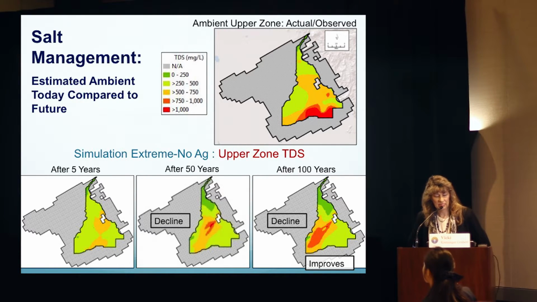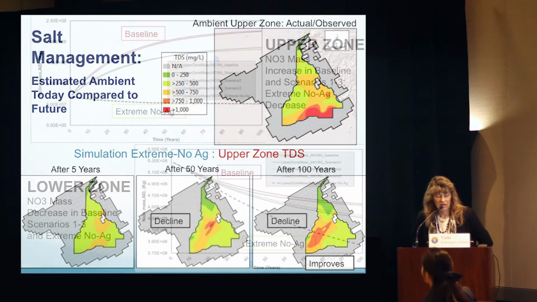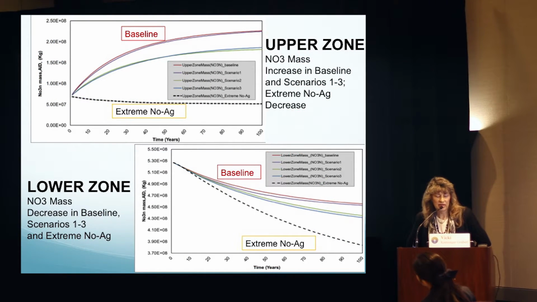Similarly, for the upper zone TDS, we see an improvement on the southeast side of the model area, and for the same reasons of flow and how the mass is staying essentially trapped in the system because of the flow dynamics. So we can see from this slide just an overall depiction of how mass has changed from an early time, increasing over the early portion and then moving towards an equilibrium condition.